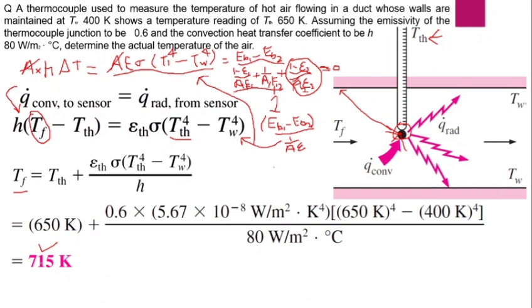So it is quite evident from the answer that this 715 is much higher than 650 Kelvin, right? If we get this type of incorrect reading from the thermometer or thermocouple, then it is totally wrong reading. So why is this reading coming wrong? Because of the radiation, right? So 715 is much higher than 650 Kelvin, which is what is being read out by the thermocouple. Okay, that's how we are going to solve this numerical.